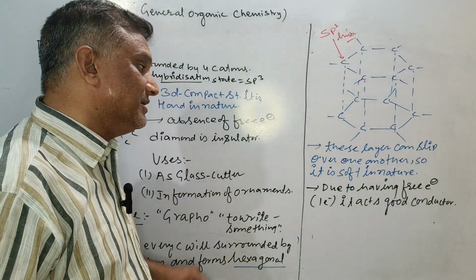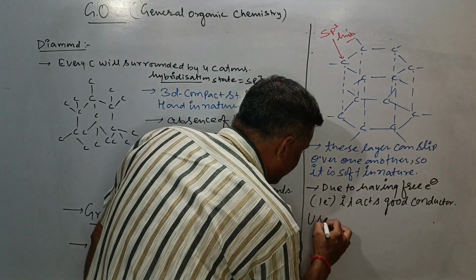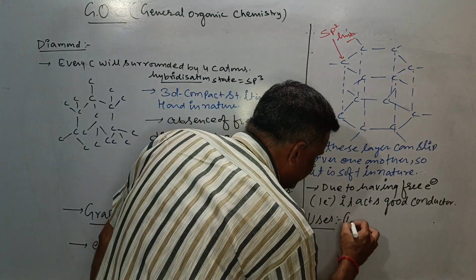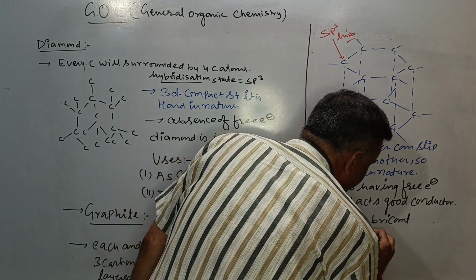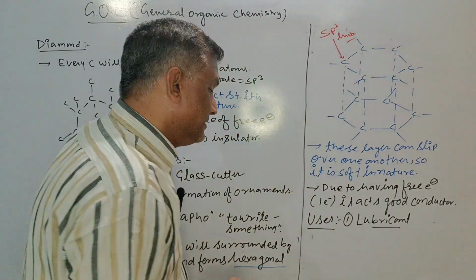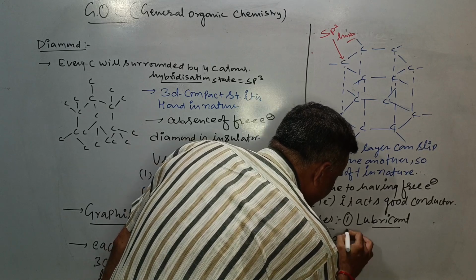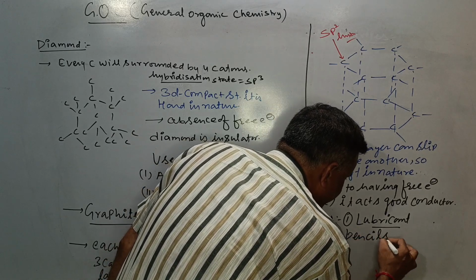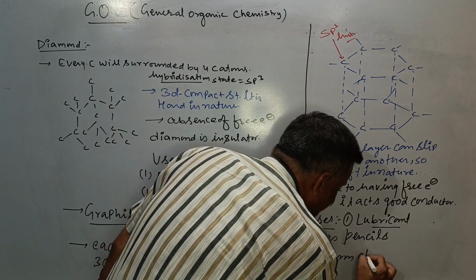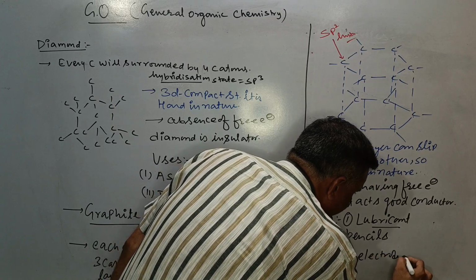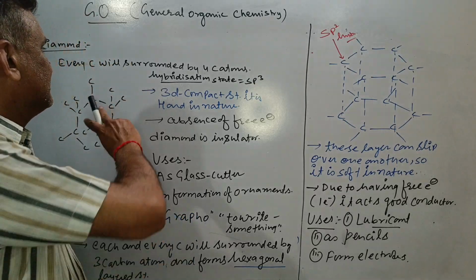Now the time to discuss the uses. Uses के regarding बात करें, then it is soft in nature, that's why it is used as a lubricant in aircraft. And second, as pencils or lead pencils. And third, it is used to form different electrodes as a cathode and anode. So this was about the allotropes of carbon as diamond and graphite.